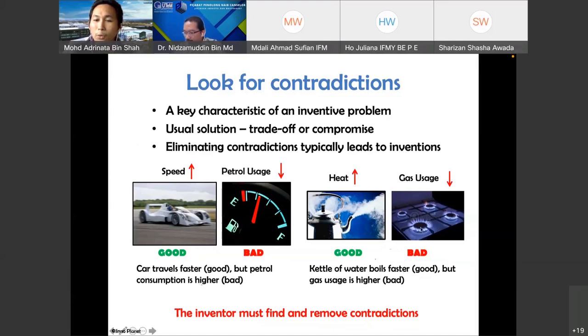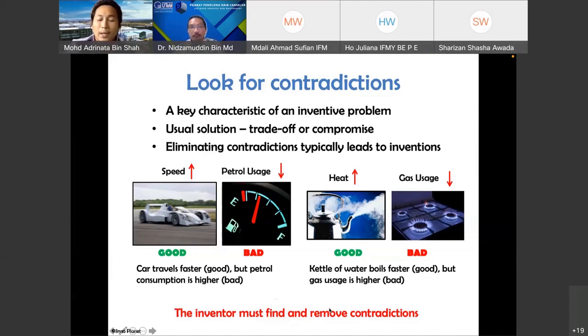So if you switch on your fire at a high volume, the water boils fast, but the usage of gas is higher. So it's vice versa. You need to compromise each other. If you need time, you compromise the usage of gas. The inventor must find and remove contradiction.